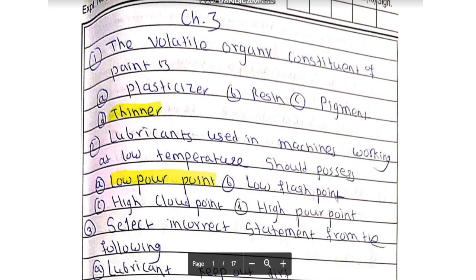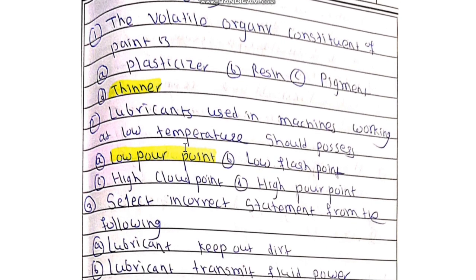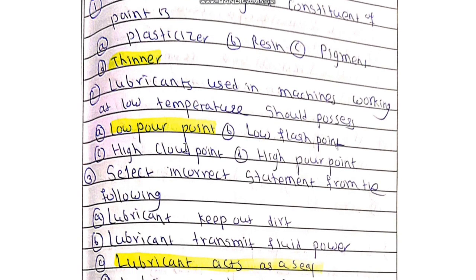Course code is 22102. Name of chapter is paint, varnish, insulator, polymer, adhesive and lubricant. Question number 1: the volatile organic constituent of paint is thinner. The lubricant used in machine working at low temperature should possess low pour point.